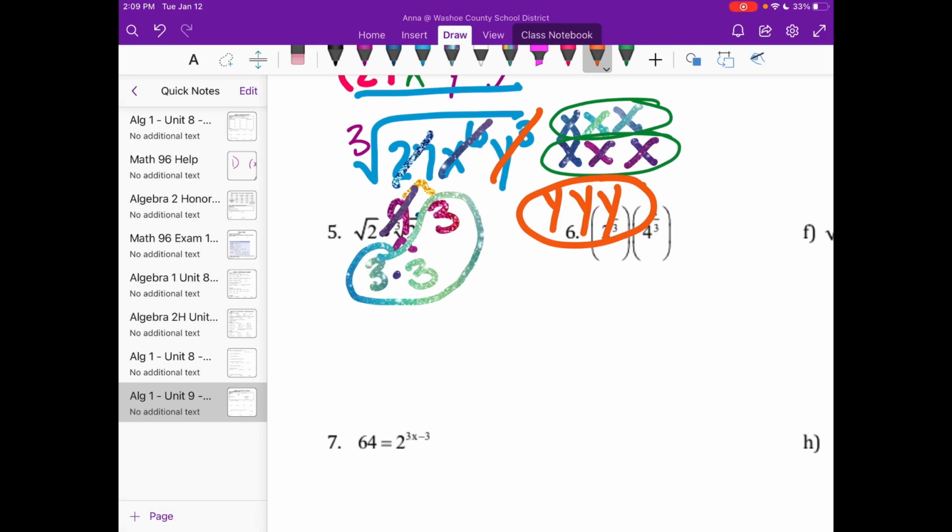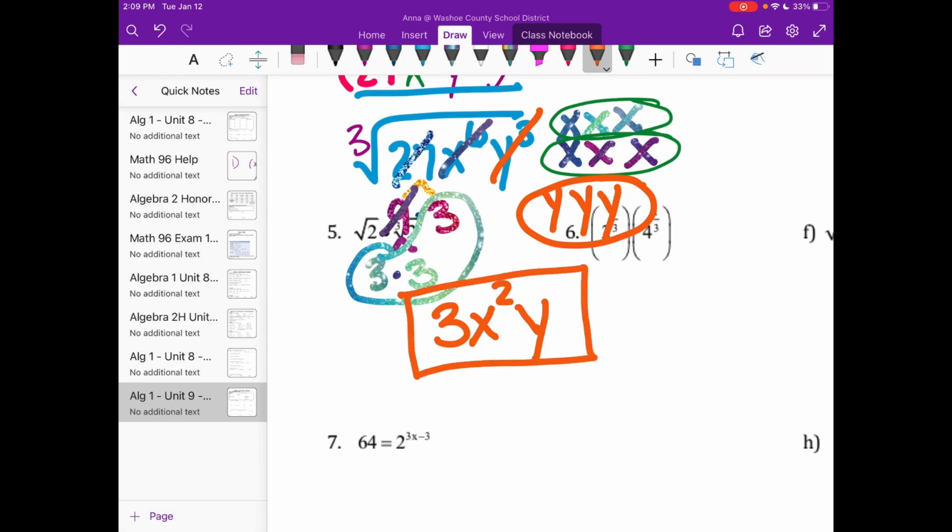So when I'm writing my answer, I have 2 groups of x's. So we're going to write that as x squared. And then one group of y's. So write that as y right there. Awesome. That's how you do number 4.